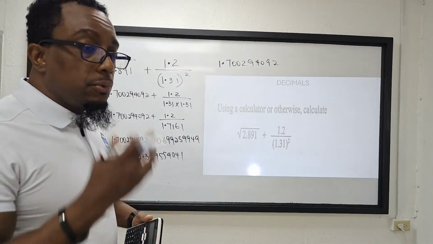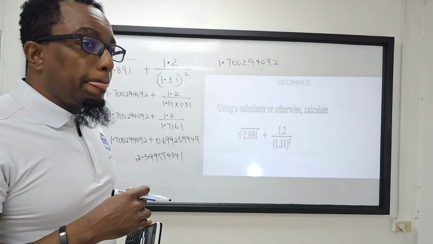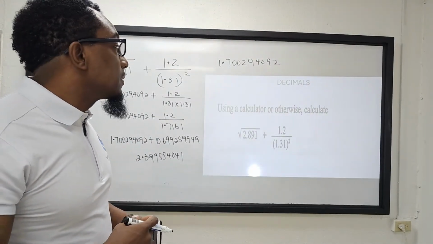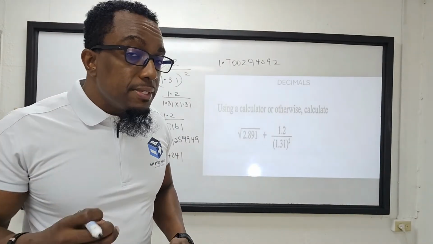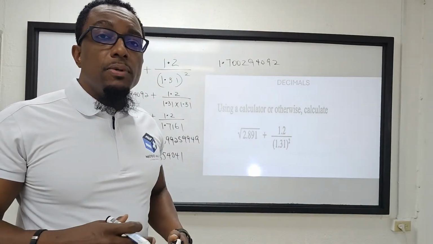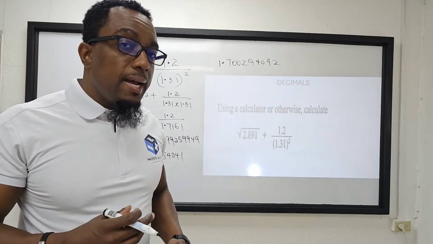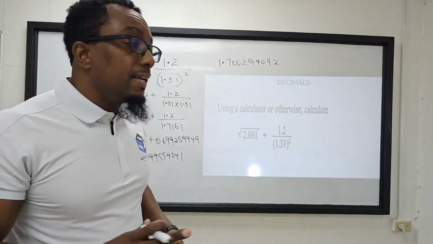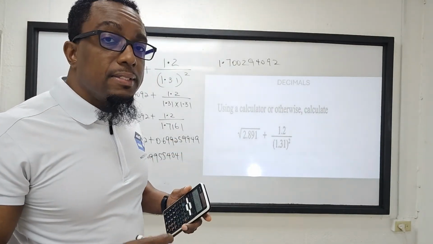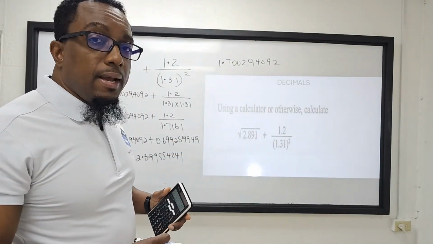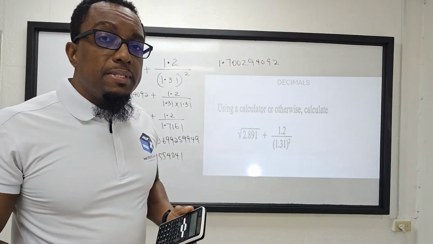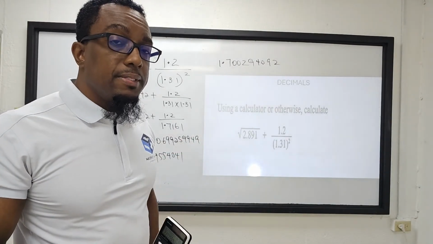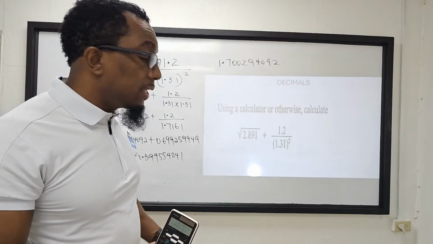But because CXE would state in the instructions most times, if they do not specify, you are required to represent your answer correct to 3 significant figures. So they didn't specify anything here, they just ask you to, using a calculator, calculate. And what I'm going to do now is to represent my final answer correct to 3 significant figures. Of course, we're going to be looking at significant figures later on in the session.